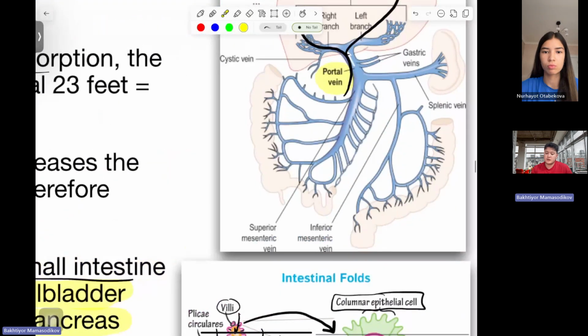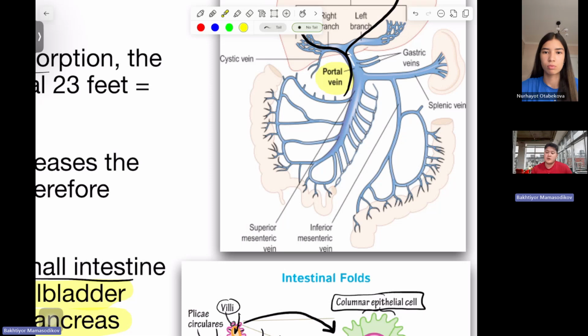The capillaries from the small intestine merge to form special veins called the portal veins. This is the portal vein. You see, these are the intestine, and these are the capillaries. They merge to form veins. Those veins then form bigger veins, which are called portal veins, and they go to the liver for detoxification. If there are any toxins, they will be detoxified in the liver.